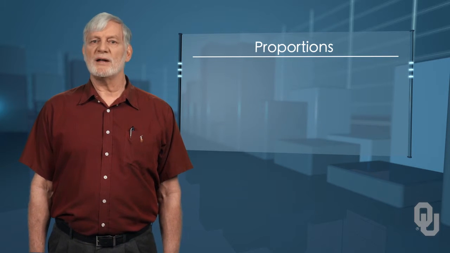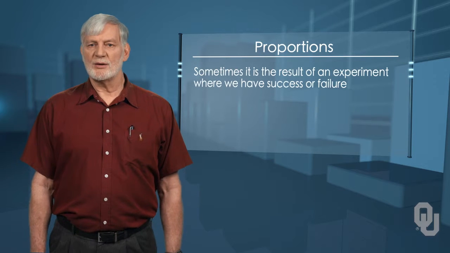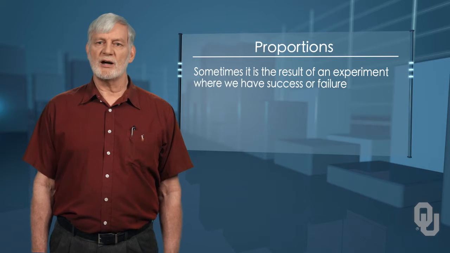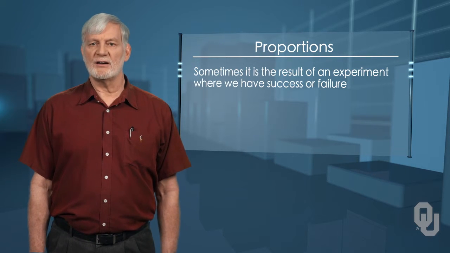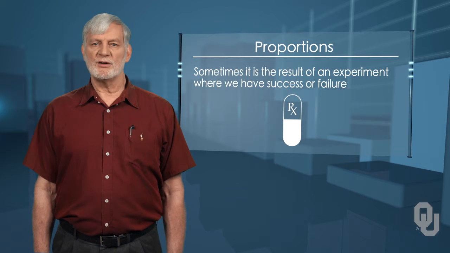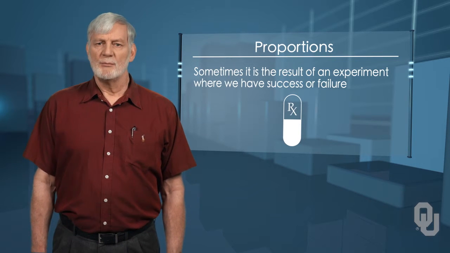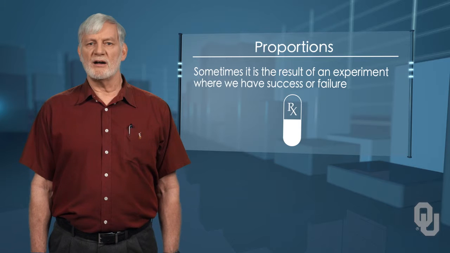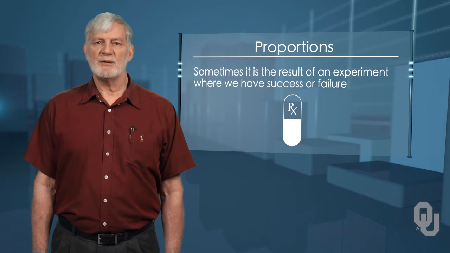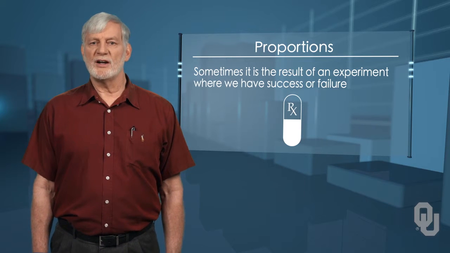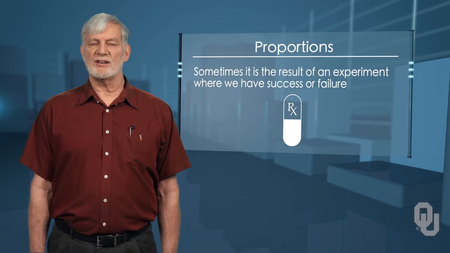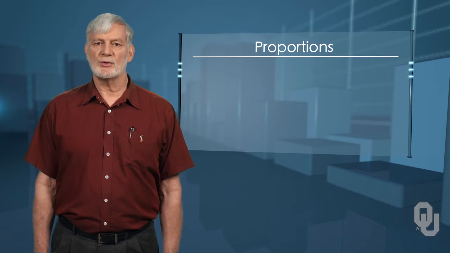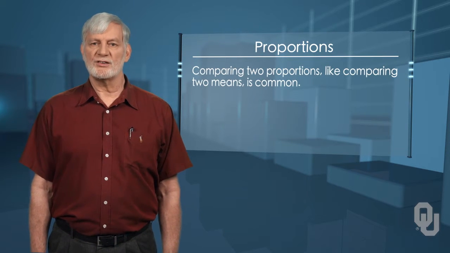Preferences are just one place we see proportions. Sometimes it is the result of an experiment where we have success or failure, for example, medical experiments for testing drugs. Because proportions are naturally part of any categorical data, we see many places where they are important for understanding if real differences exist across categories. In short, comparing two proportions, like comparing two means, is common.